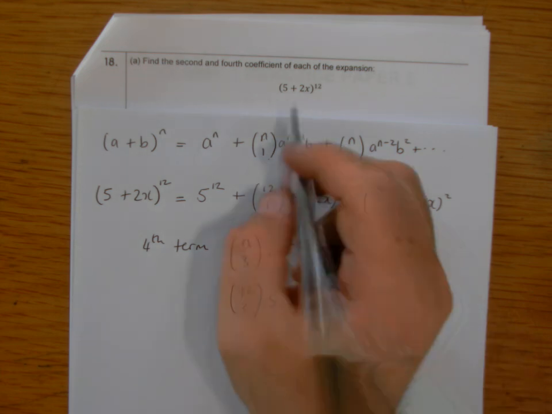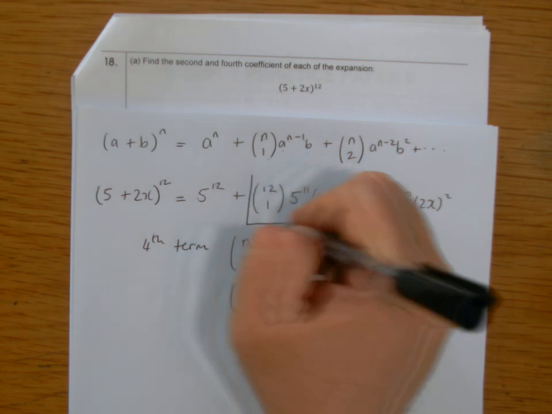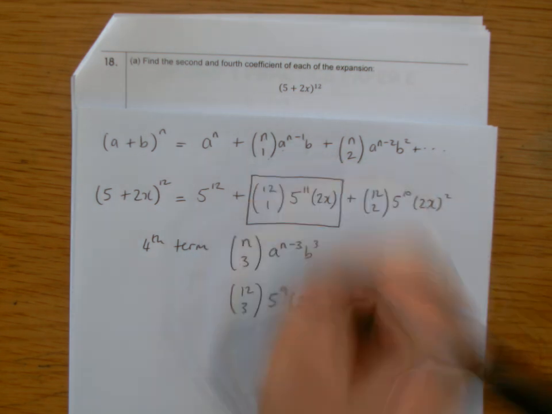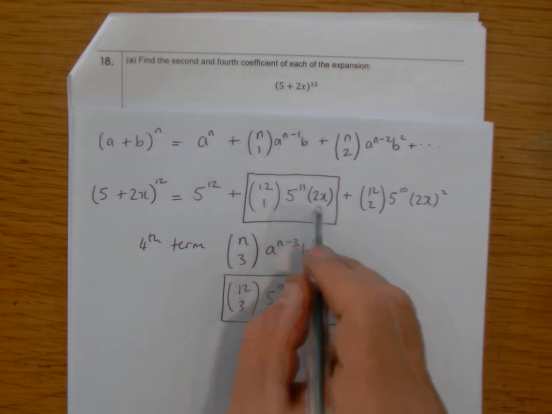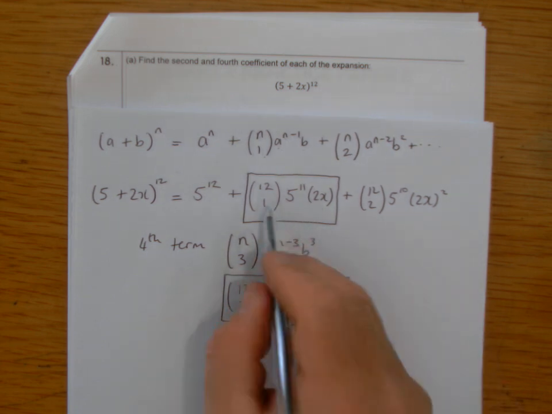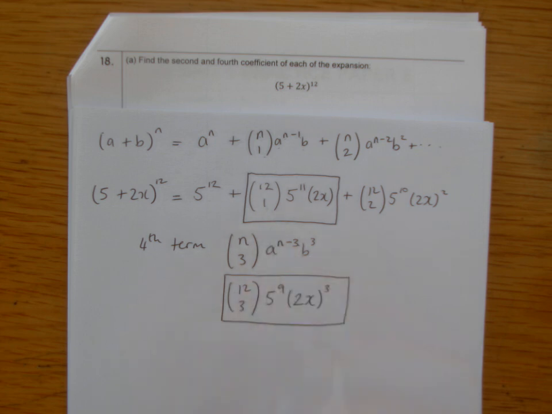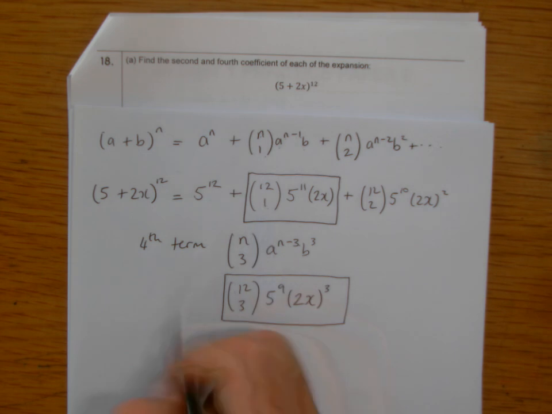Okay, so we're being asked to find the coefficient of the second and the fourth term. Okay, so this is the second term here, and this is the fourth term, yeah? So let's work out what this is to start with. So 12 choose 1, okay? Now, we can use a calculator to work that out, okay? So I'll write you the second here.